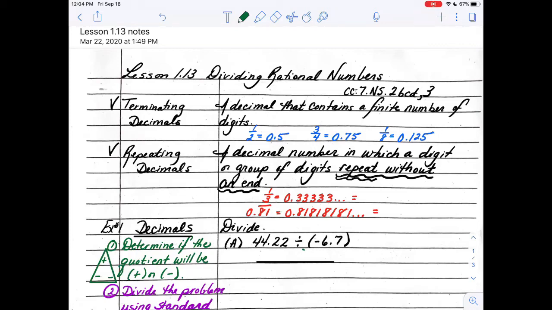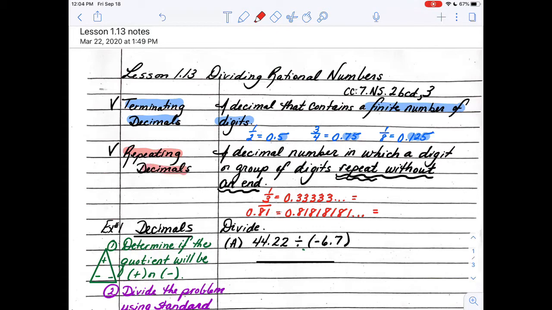Okay, today we're going to be talking about dividing rational numbers, specifically decimals and fractions. But before we get started, I want to look at these two vocabulary words. Terminating decimals are just decimals that have a finite number of digits, which means they stop. It doesn't matter if there's one, two, or even three places after the decimal. As long as they stop when I divide, that's called a terminating decimal.